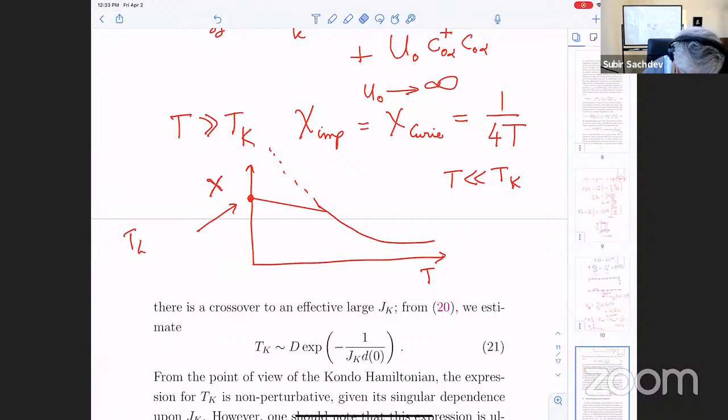Okay. This my beautiful curve got a kink. It's not supposed to have a kink. Okay, it looks something like this. So this is for T much smaller than TK. Yeah, that's fine.